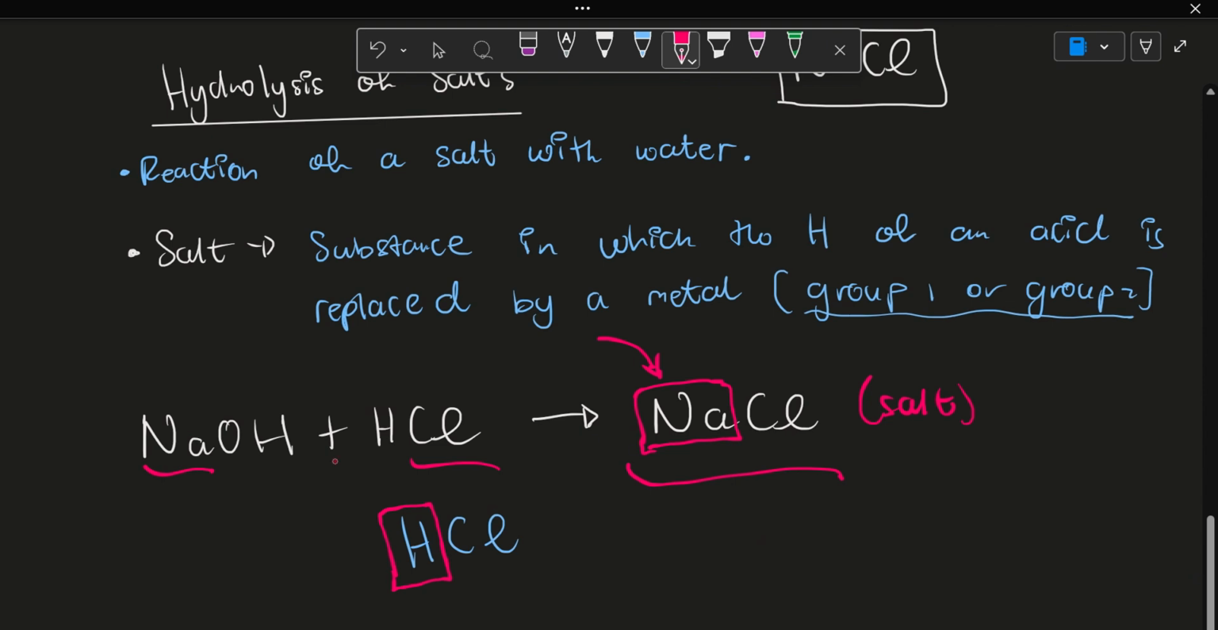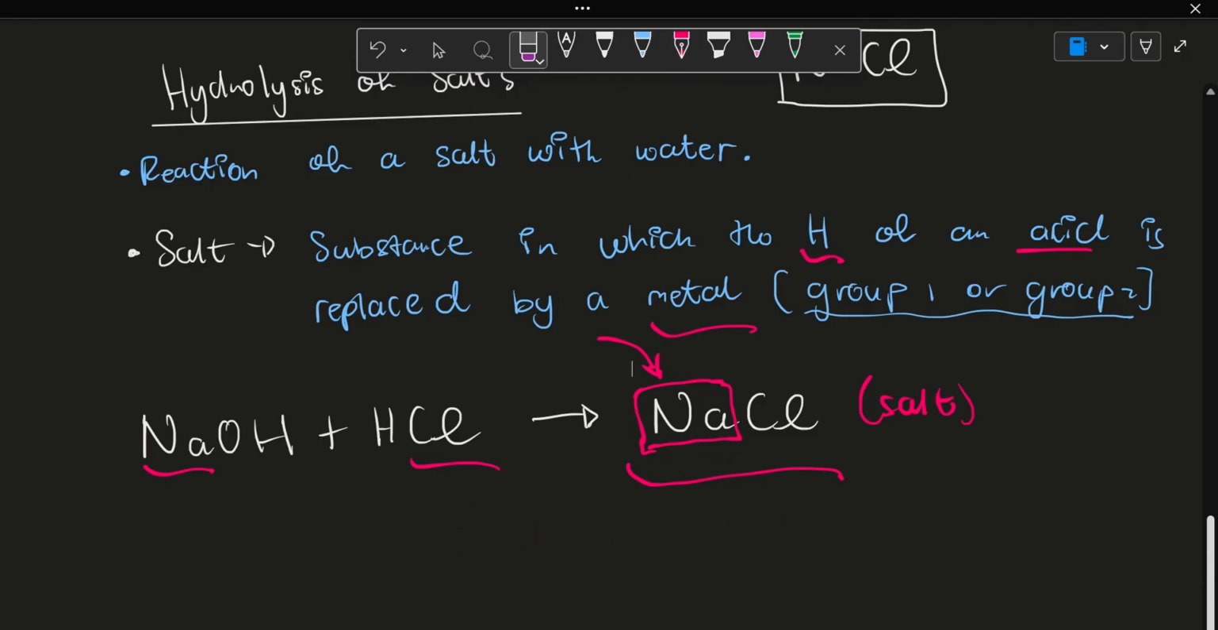So you have your HCl with your hydrogen. Remember, by definition, you're replacing the hydrogen of an acid with a metal. So you're replacing the hydrogen of HCl with a metal, Na. Therefore, you result in NaCl, which is our salt, right? By definition.